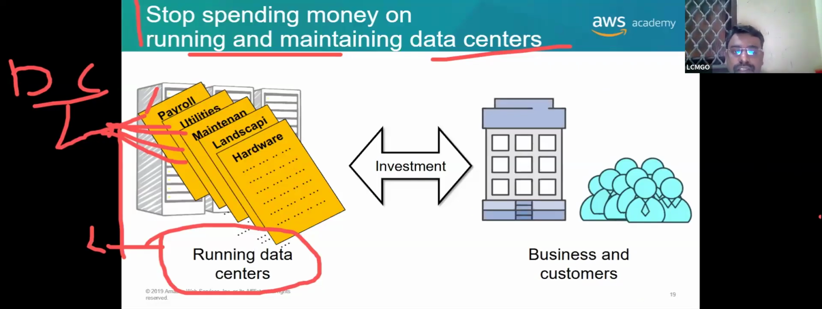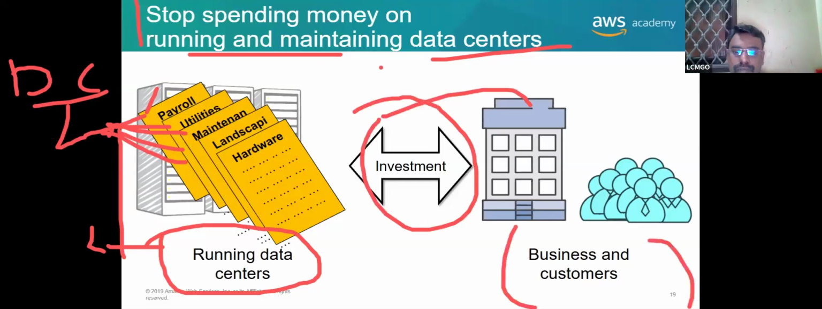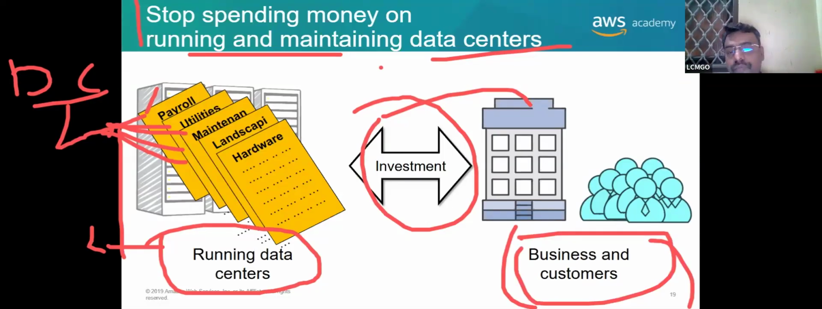Now, what they are saying: stop spending money on running and maintaining data centers. Instead of that, invest that money into your business and customers' infrastructure, or you can increase your employees' salary, or whatever benefits you want to give to the employees, you just give it. That's what they're saying. Stop spending money on running and maintaining data centers.